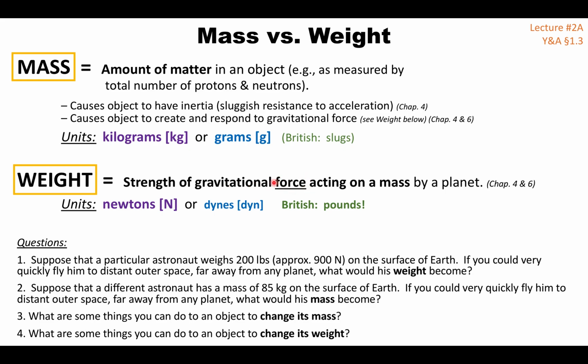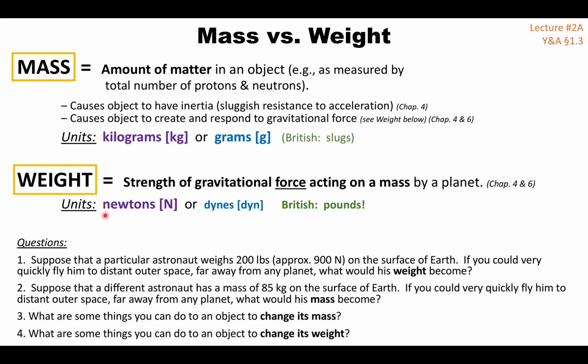It's not an amount of matter, it's not a mass, it's a force. Specifically, it's the strength of the gravitational force that acts on a mass when that mass is near or on the surface of a planet. So therefore, weight has units of force. In the British system, force is measured in pounds. That's why the tensile strength of fishing line, for example, is measured in pounds. They'll say this is 12-pound test or 20-pound test line, because that's how much force it takes to break that fishing line.